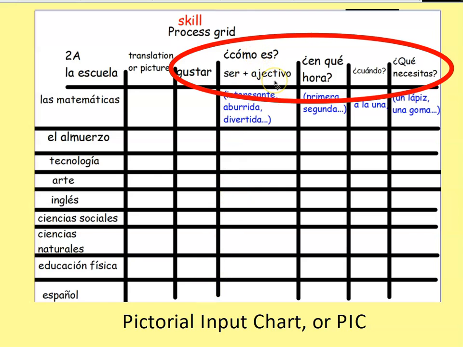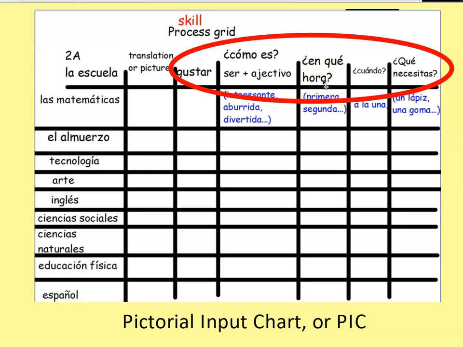Como es, we did that in Capítulo 1B, Chapter 1B. We were describing ourselves. We were saying, soy inteligente. Why can't we apply that to classes now? Why can't we start describing the classes using those same words? They were working on gender, knowing that adjectives describe nouns, and so the adjective has to agree if the noun is masculine or feminine, or if the noun is singular or plural. We can start doing that with the classes too.